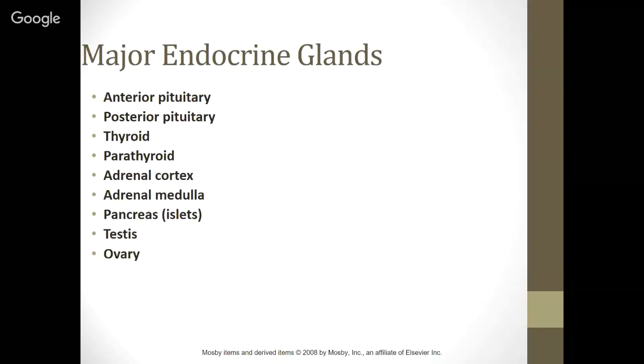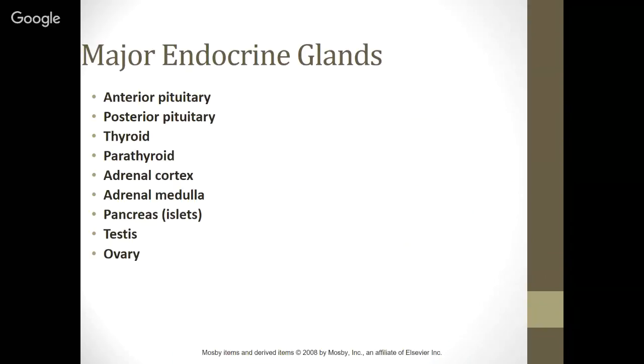Our major endocrine glands that you saw in the picture, we have the anterior pituitary and the posterior pituitary. Previously, when I pointed to the picture, we just said pituitary gland, but there are actually two parts of that pituitary gland, the one in front, which is anterior, and the one in the back, which is posterior. There's the thyroid and the parathyroid, the adrenal cortex and the adrenal medulla. They're part of the adrenal gland, the same thing, but the cortex produces different hormones than the medulla does.